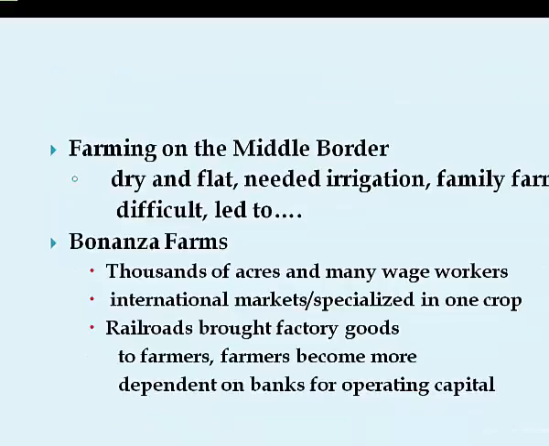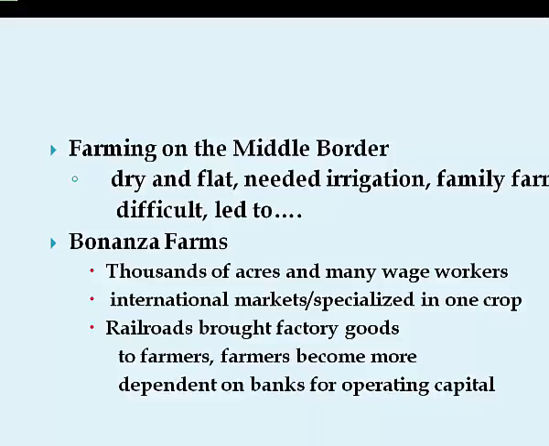Now, this middle border's arid land required irrigation, as I said, and thus made family farming difficult. And despite the emergence of a very few large bonanza farms who had thousands of acres and dozens or even hundreds of agricultural wage workers, family farms did prevail for a while.